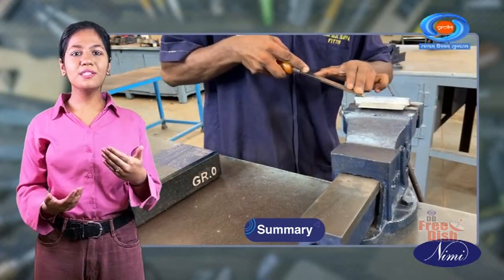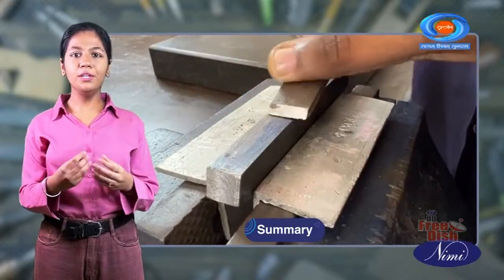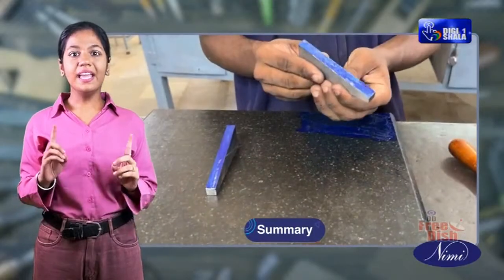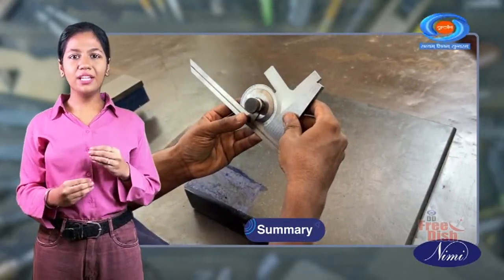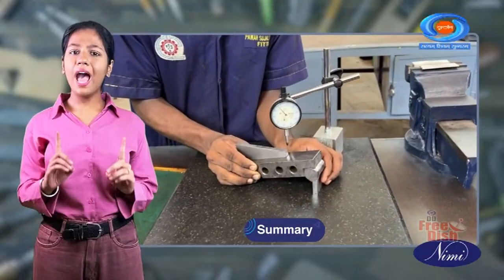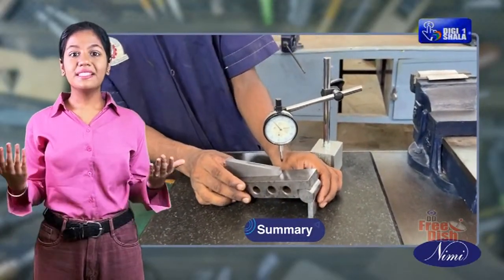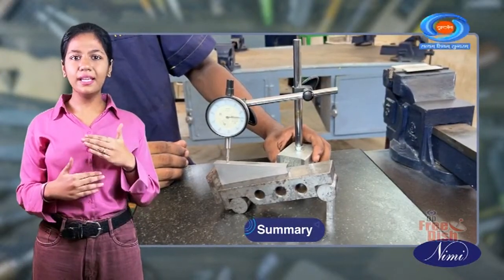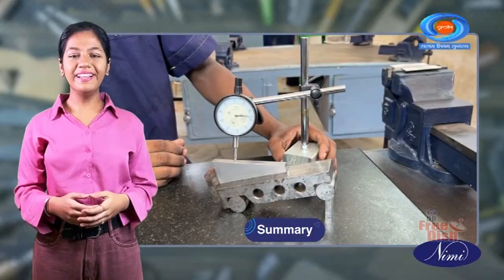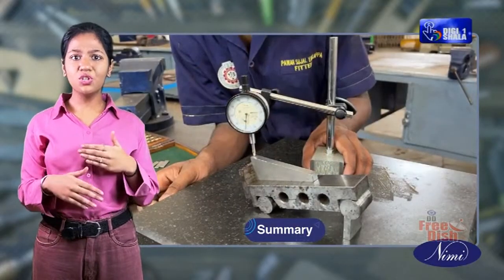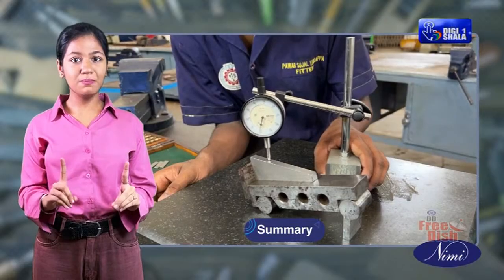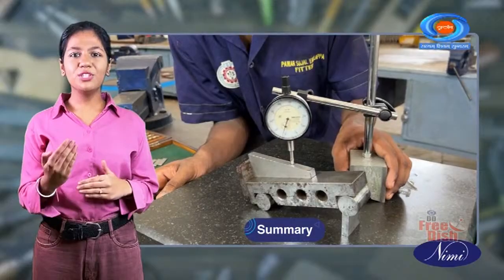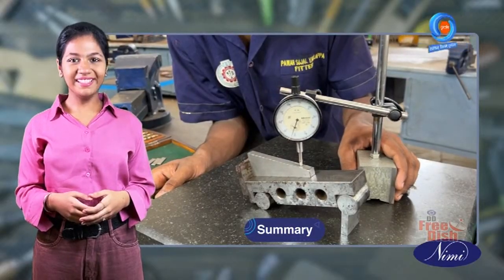The scraping process is carried out using a scraper tool, applying even pressure and making controlled strokes. The angle is periodically checked using a precision level or an angle measurement tool. The sine bar serves as a reference surface and aids in setting up the workpiece at the desired angle. It helps ensure accurate measurements and adjustments during the process. The dial indicator helps in measuring deviations from the desired angle.